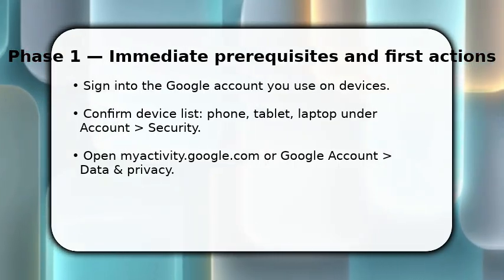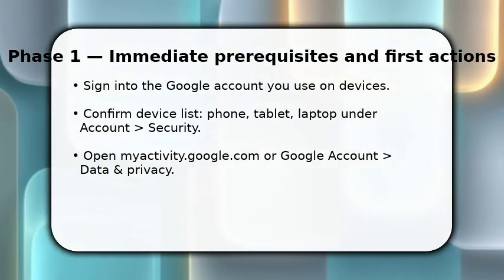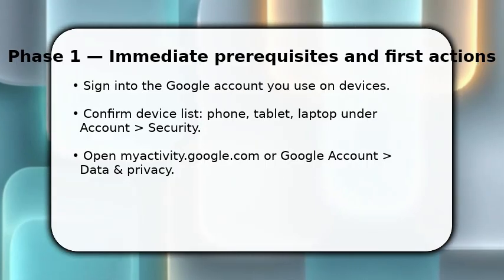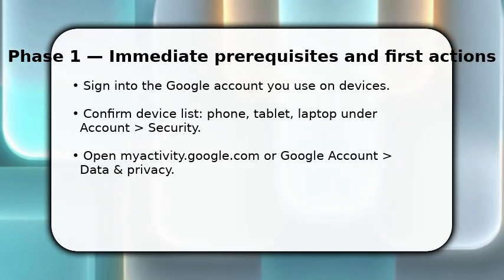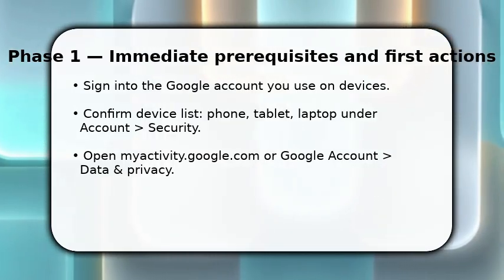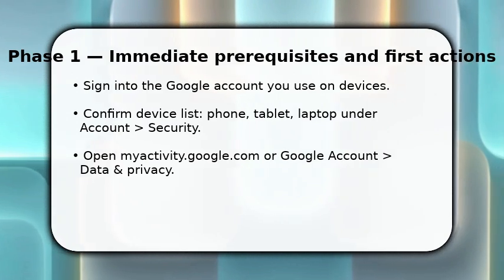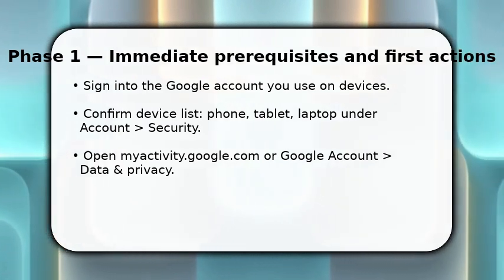Once done, go to Data and Privacy or My Activity.Google.com to access location controls directly. This step puts you where the settings live, so make sure you're on a secure network and that two-factor authentication is enabled for a safer, complete change.